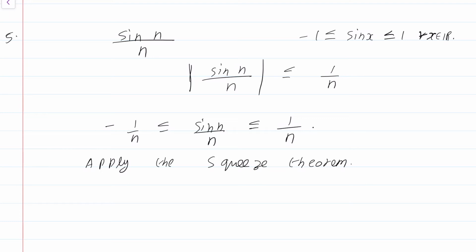Both the RHS sequence 1 by n converges to 0. The LHS sequence minus 1 by n converges to 0. Therefore, sin n by n has to converge to 0. Apply the squeeze theorem to conclude sin n by n converges to 0. Okay. So this was a somewhat involved example.